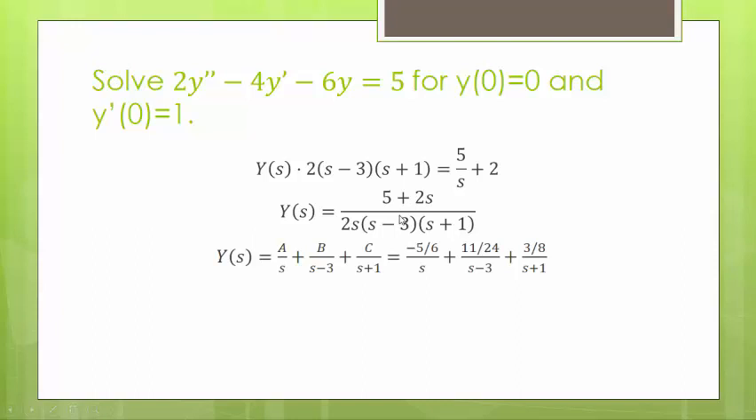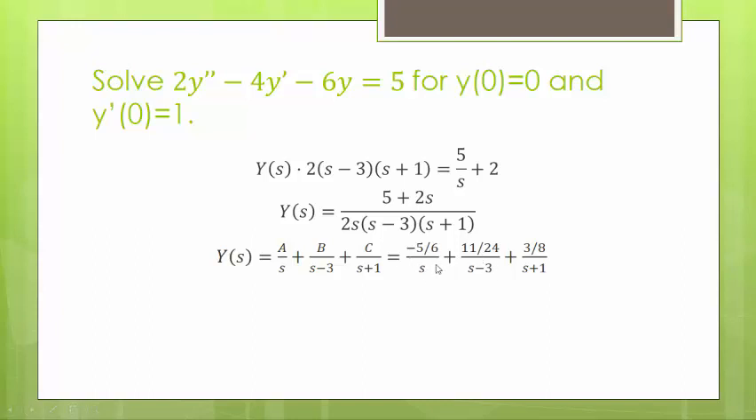Because I have linear factors, I'll be able to split this up into A over s plus B over s minus 3 plus C over s plus 1, as you see here. Now I highly suggest that you pause the video at this point and try to get these constants yourself. But for A, I found negative 5/6, B was 11/24, and C 3/8. From this expression, I am now able to apply inverse Laplace transform functions.